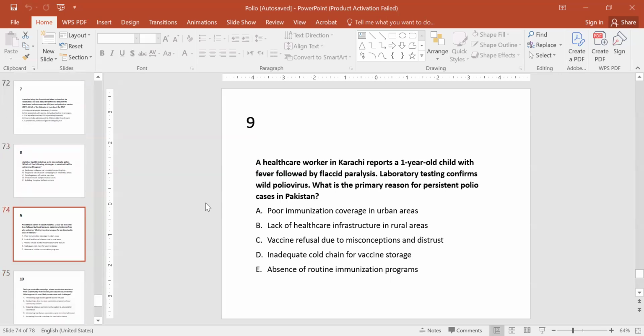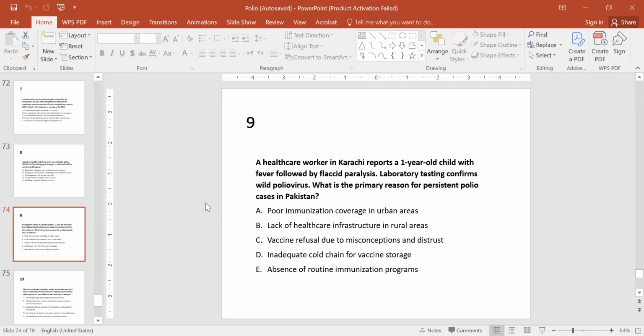Question number nine. A healthcare worker in Karachi reports a 1-year-old child with fever followed by flaccid paralysis. Lab test confirms wild polio. What is the primary reason for persistent polio cases in Pakistan? Option A, poor immunization coverage in urban areas. Option B, lack of healthcare infrastructure in rural areas. Option C, vaccine refusal due to misconceptions and distrust. Option D, inadequate cold chain for vaccine storage. And option E, absence of routine immunization programs.